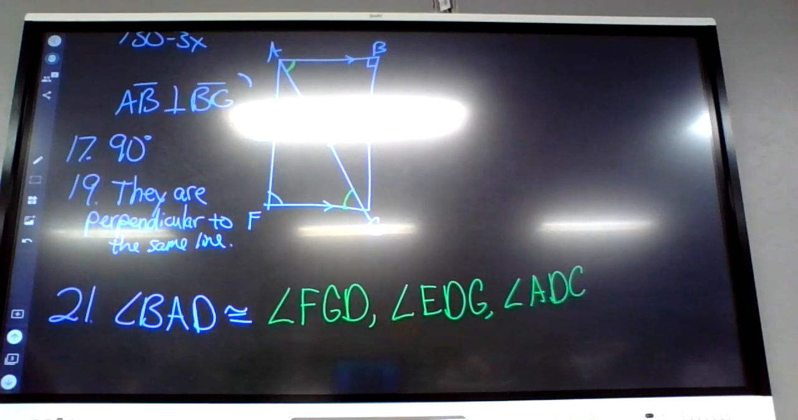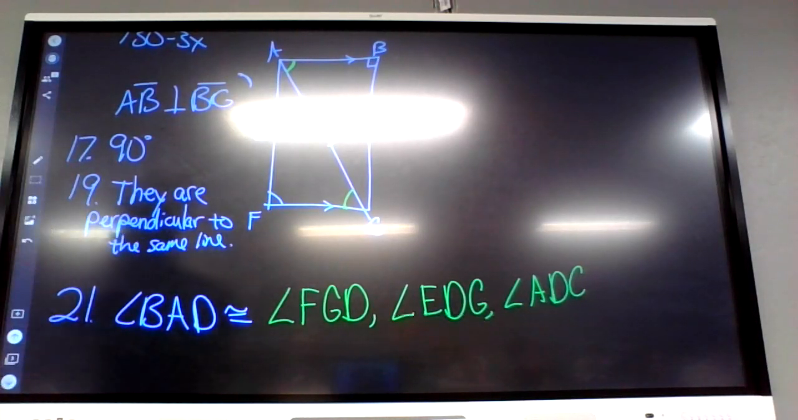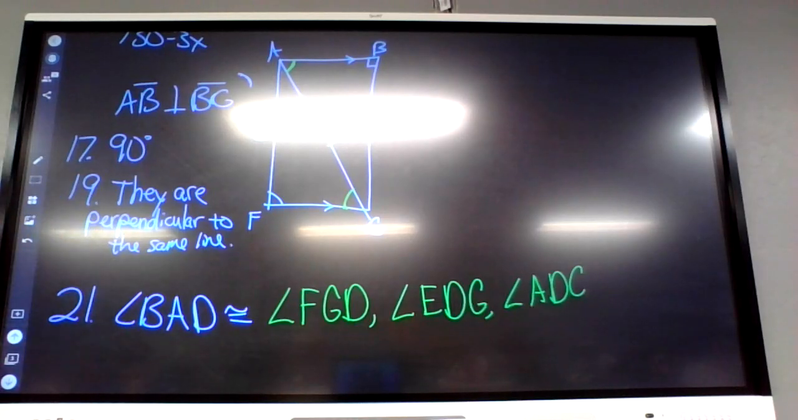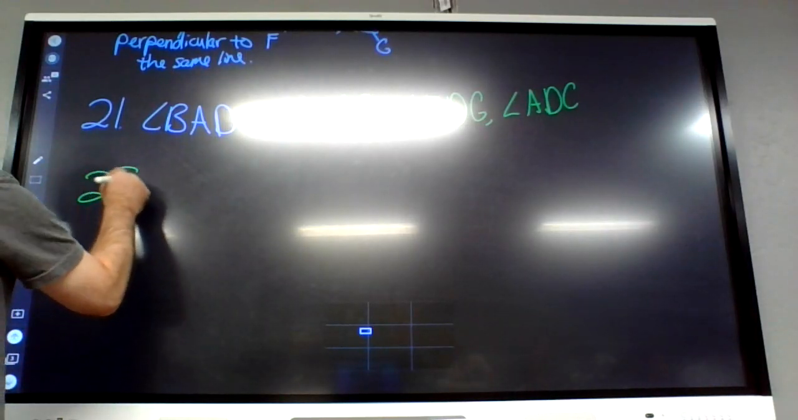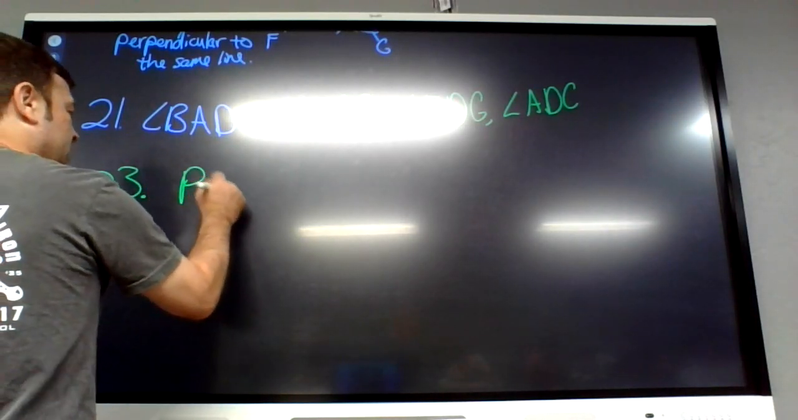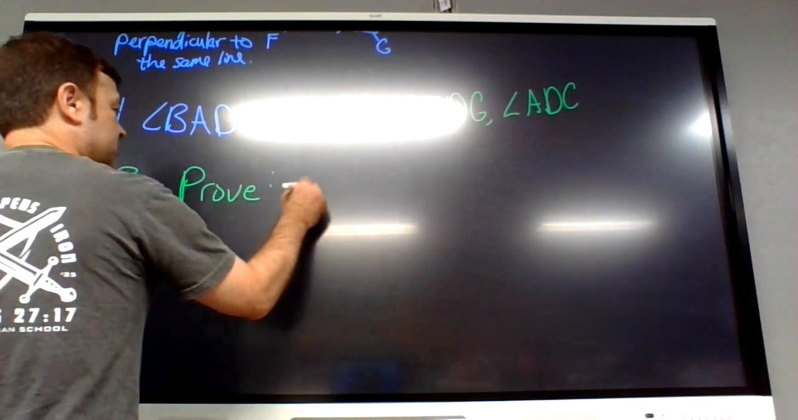Okay, 23. It's a fill in the blank proof, but this one's pretty short. 23 says complete the proof of the converse of the alternate interior angle theorem. Which basically says if alternate interior angles are congruent, then the lines are parallel. So what are we trying to prove on 23? We're trying to prove that the lines are parallel. So in this picture, it would be line A is parallel to line B.